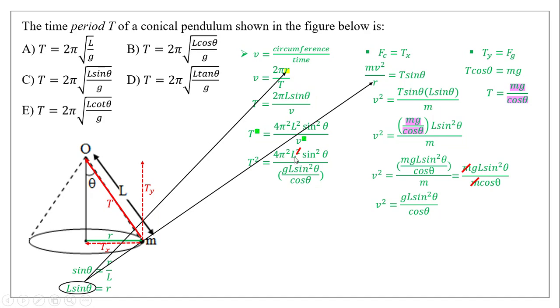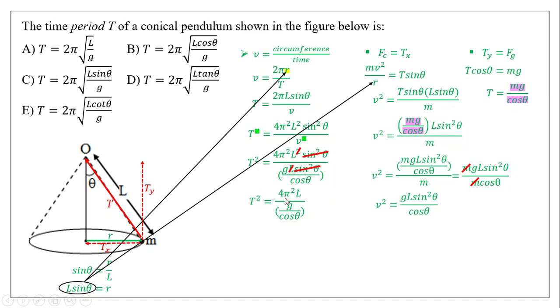Here in the numerator, you have L squared, which is L times L. So there are 2 L's. So I'm going to cancel the square with the 1 L in the bottom. And then sine squared in the top and bottom is going to cancel out. And so ultimately, I have this expression. T squared is equal to 4 pi squared L, because that's the only thing remaining in the numerator. In the denominator, the only thing that remains in this parentheses is g over cosine.